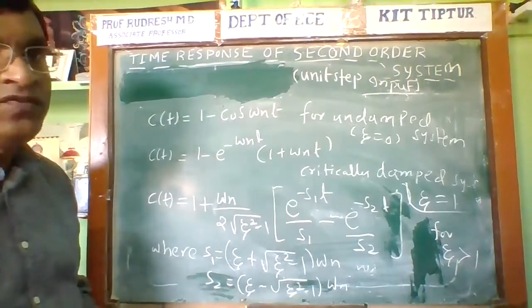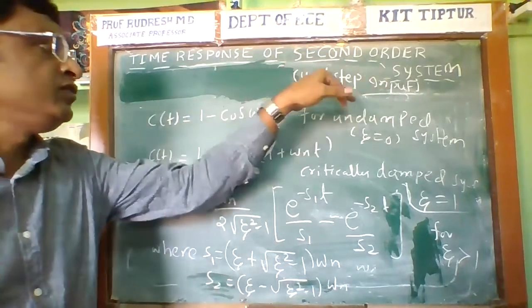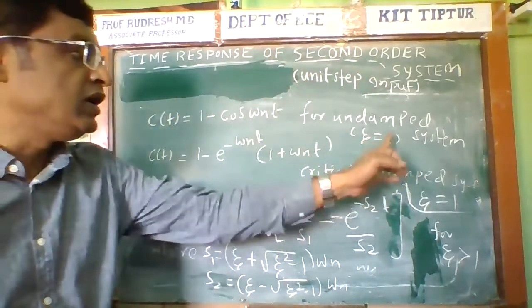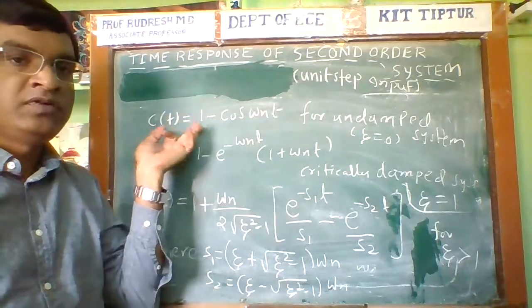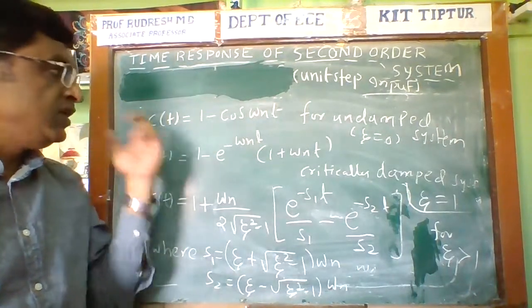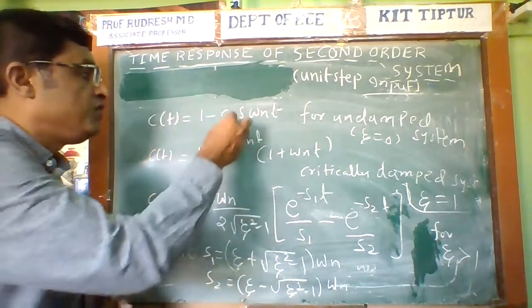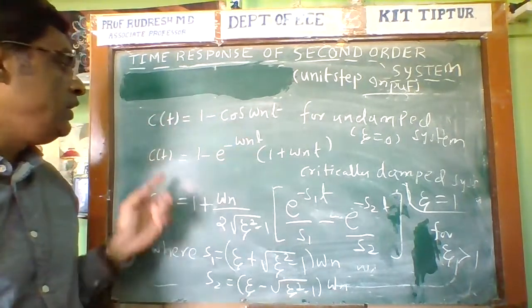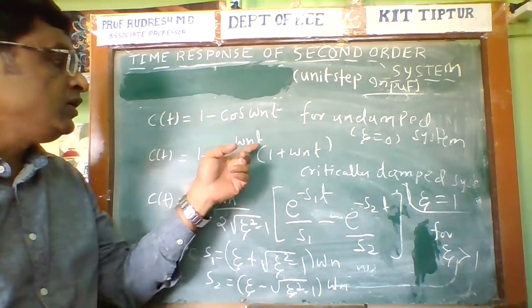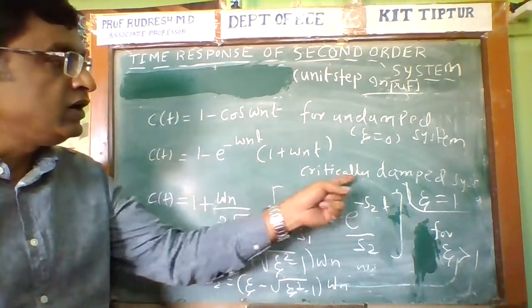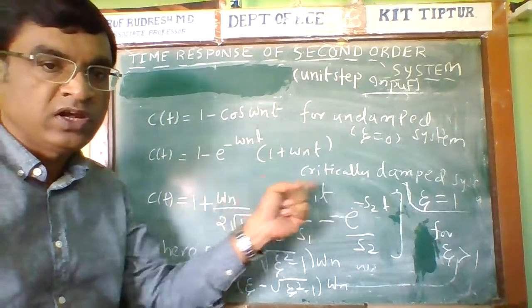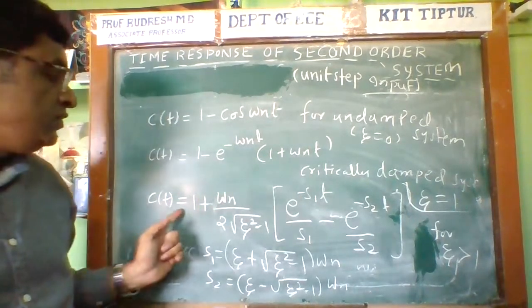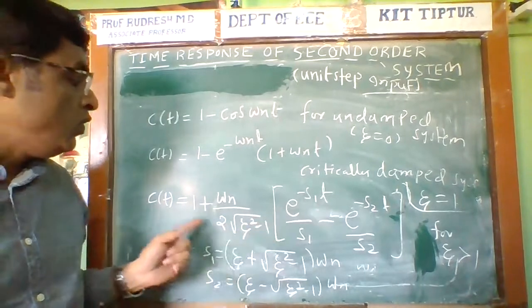These are the expressions for the time response of a second order system for unit step input. When zeta is equal to 0, the system is called an undamped system, then the time response C of t is equal to 1 minus cos of omega n t. Similarly, this is the C of t value for the critically damped system, and this is the C of t value for the overdamped system.